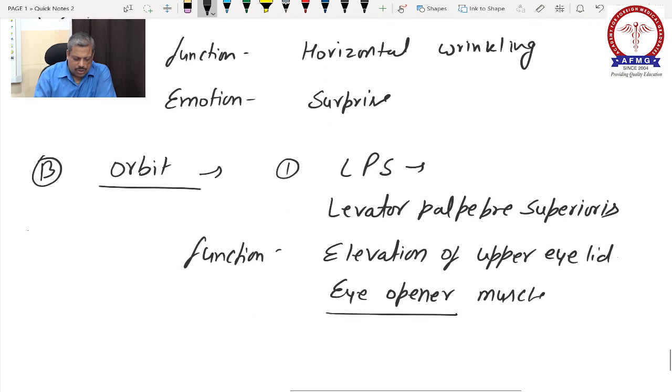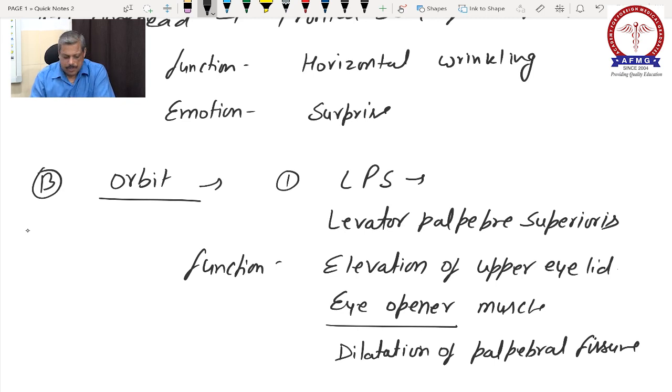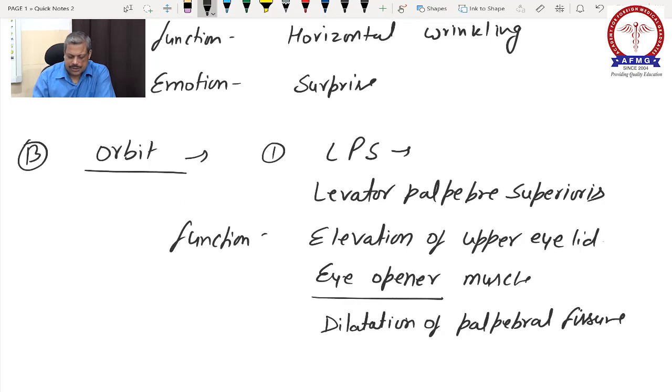One question is asked: which muscle causes dilatation of the palpebral fissure? Dilatation of palpebral fissure is done by the LPS muscle. Clear? Palpebral fissure means the space between the two eyelids. When the upper eyelid goes superiorly, only then does it dilate.